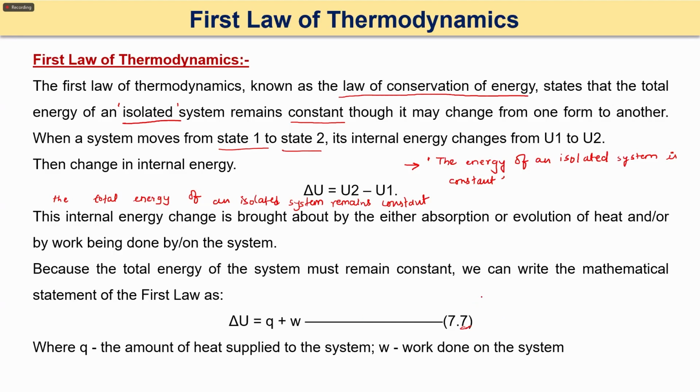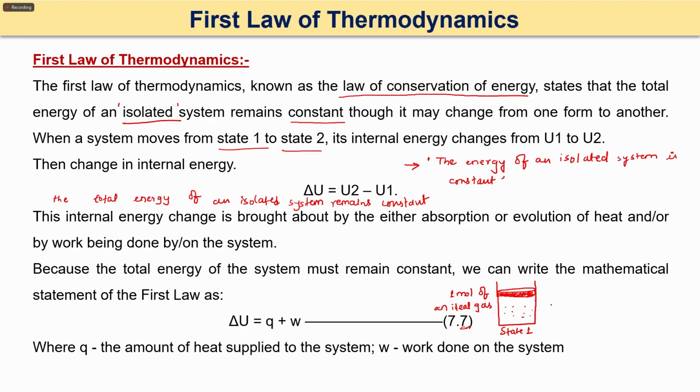So this is your state 1, and it is fitted with a piston. This is a piston. This is state 1. Let's say it contains 1 mole of an ideal gas. So this is the state 1.